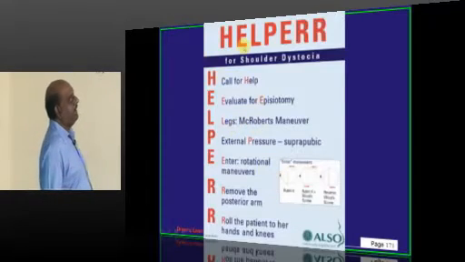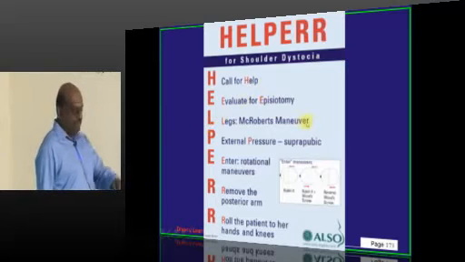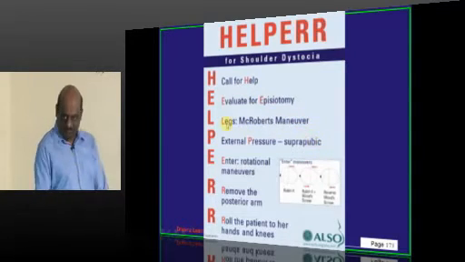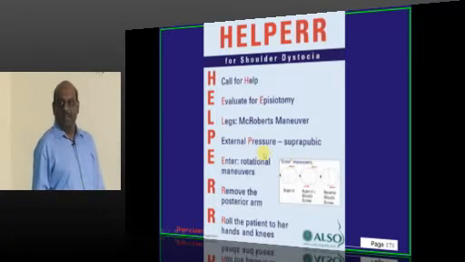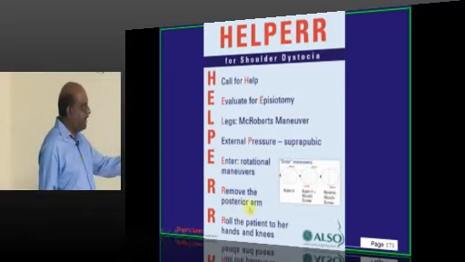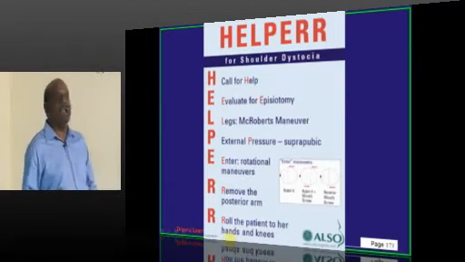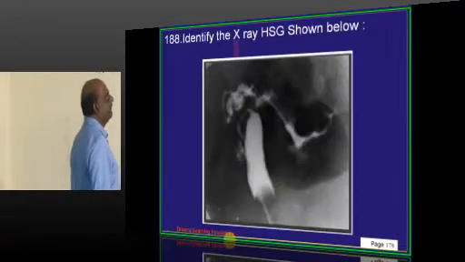So you should remember HELPER. H is call for the help, E for whether I can do episiotomy, L for McRoberts maneuver with the legs being flexed onto the abdomen, P for suprapubic pressure, and E for rotational maneuvers, and R for remove the posterior arm, and R is roll the patient to her hands and knees. HELPER is what you need to remember.